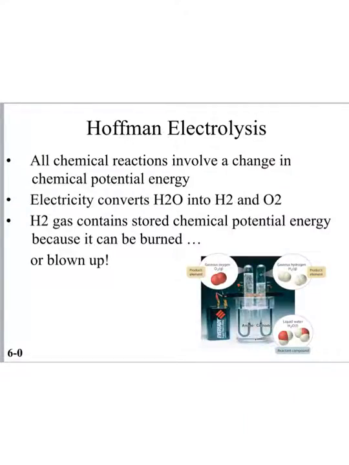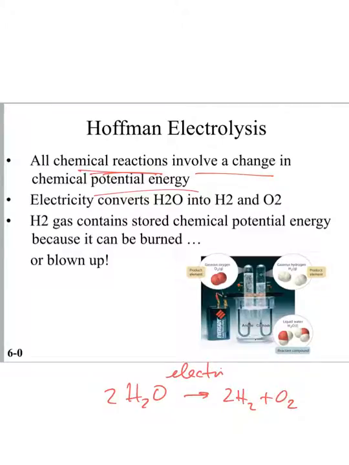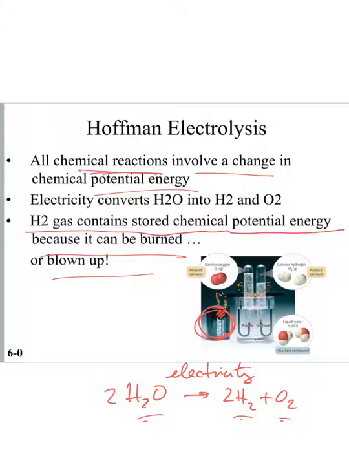Here's a version of a chemical reaction that involves a change in potential energy. So let's say, for example, you had some electricity hooked up to two electrodes here, and you could actually take the water and split it into hydrogen and oxygen. This is a case where the hydrogen gas contains stored potential energy because it can be burned at a later time. So in effect, you could think of the energy as inside the battery, but now the energy gets converted into the chemicals.